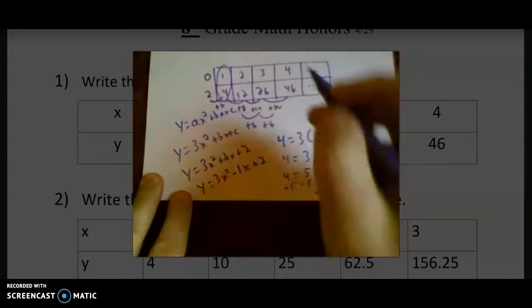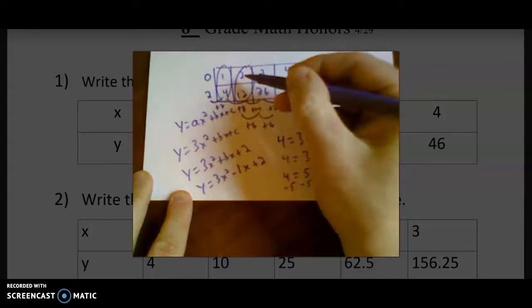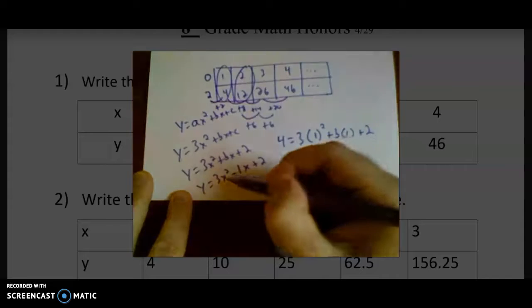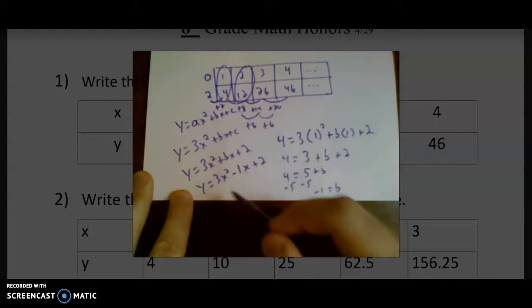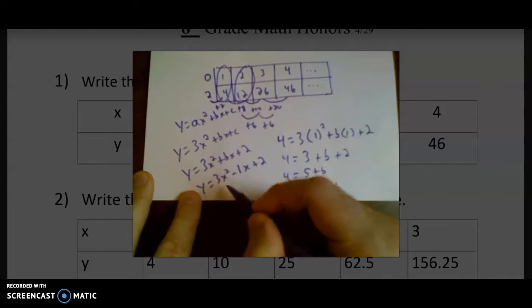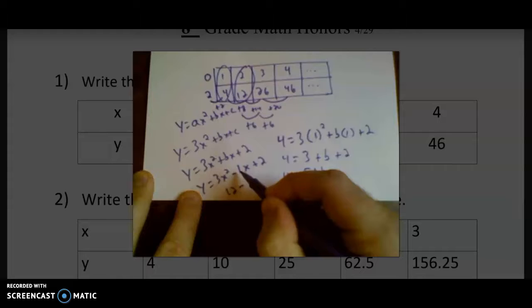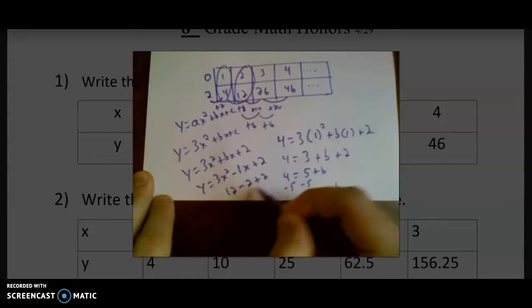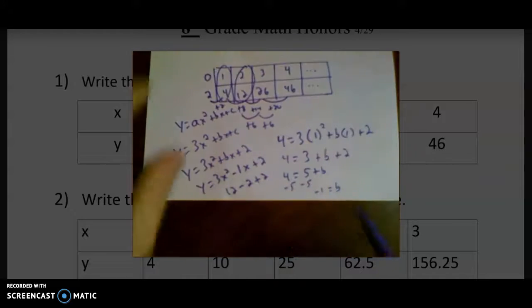And to double check that equation, take another coordinate. Let's say x is 2. Does that give me the answer of 12? So 2 squared is 4 times 3 is 12 minus 1 times 2 is 2 plus 2, and sure enough, that would give me 12 for my answer.